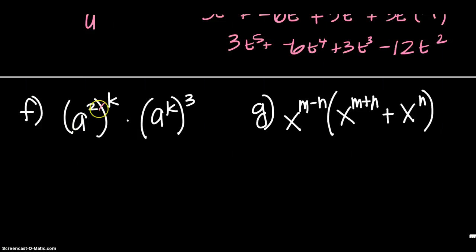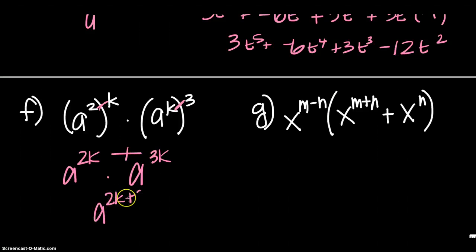Okay, multiply these, right? A to the 2k times a to the, when we write that, you should put a 3 in front of the k. A to the 3k. These two are next to each other. So this is a to the 2k plus 3k, which is really a to the 5k.